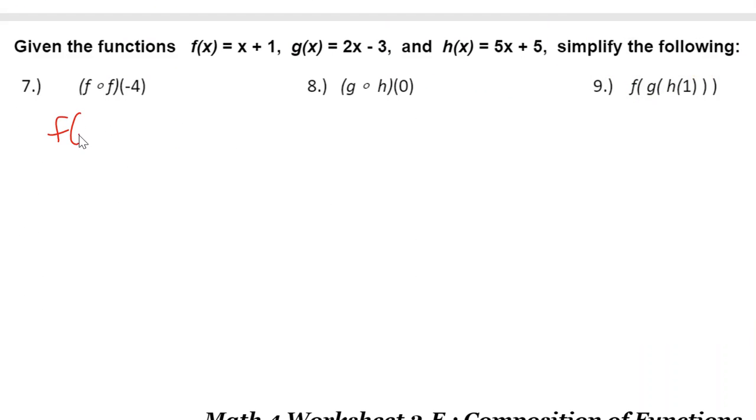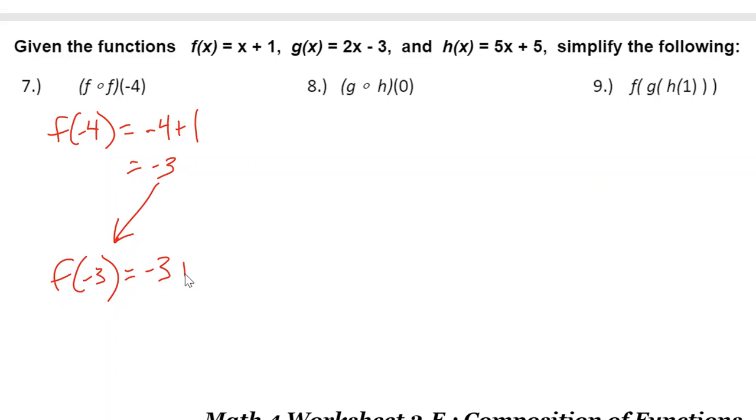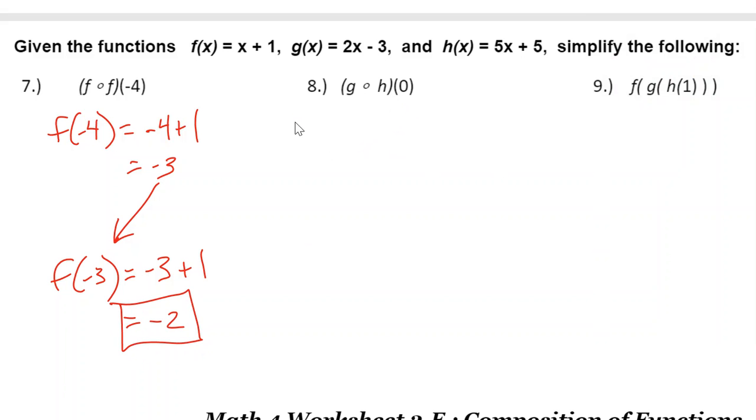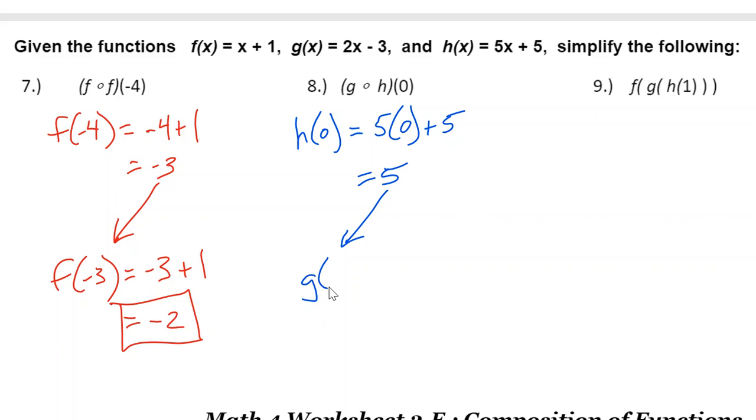If we have f of -4, that is going to be -4 plus 1, which is -3. And then we stick it back in again, and we get a -3 plus 1, which equals -2. Here, if we do h of 0, which is 5 times 0 plus 5, that is going to equal 5. And then we're going to do g of 5, which is 2 times 5 minus 3, 10 minus 3, which is 7.